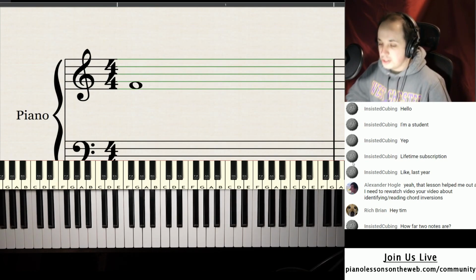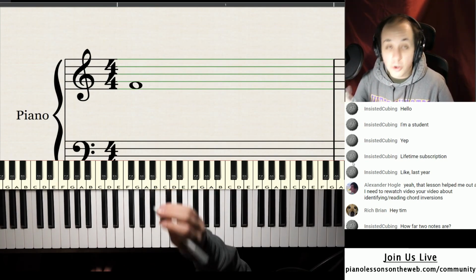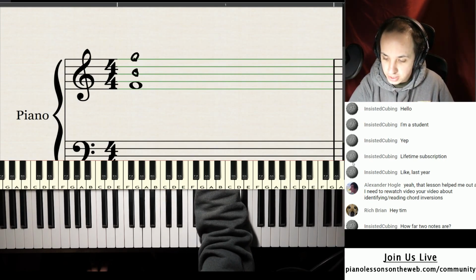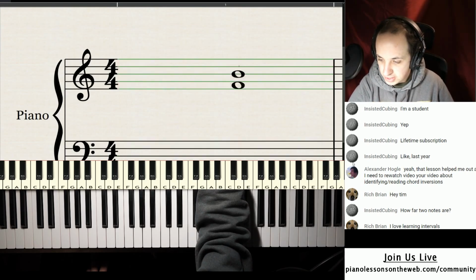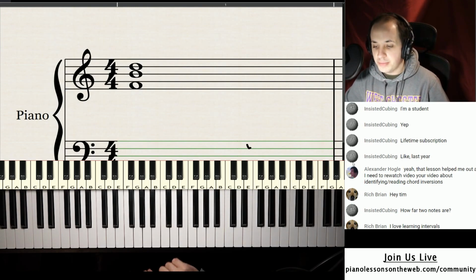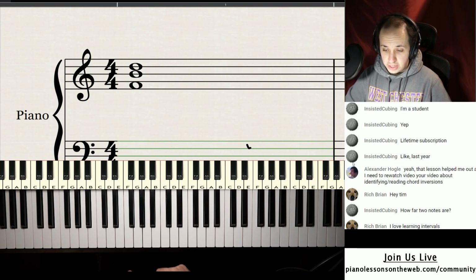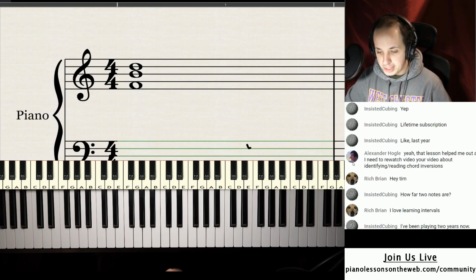So how far two notes are. Yeah, exactly. So anytime you have two notes or more notes, actually. So if you have three notes even, you see you have three notes there now. You have a bottom note, you have a middle note, and then you have a top note. There's three intervals going on here. Let's see if we can pick them out.